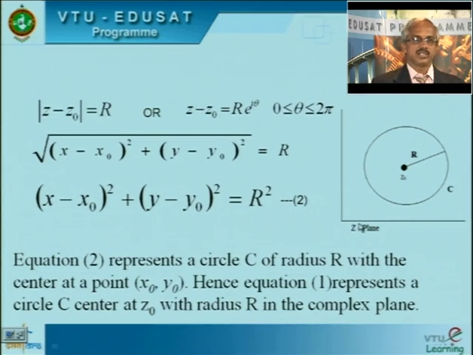And observe that this equation is just the equation of a circle with center at the point (x naught, y naught) and radius r. Therefore, equation 2 represents a circle C of radius r with center at the point (x naught, y naught) in the Cartesian form. Hence, equation 1 represents a circle C with center at z naught and radius r in the complex plane. So, we obtain the equation of the circle in complex form, mod z minus z naught is equal to r, and in Cartesian form (x minus x naught) whole squared plus (y minus y naught) whole squared is equal to r squared.